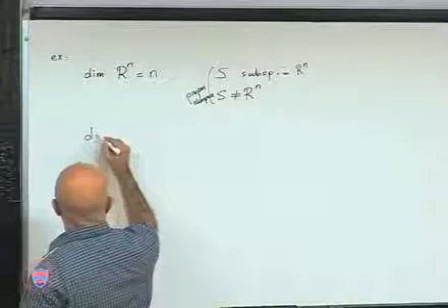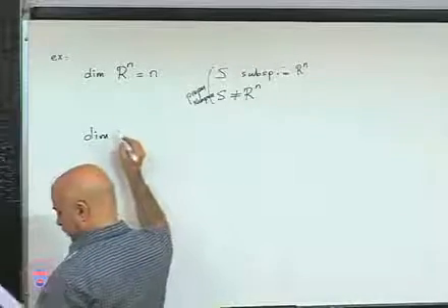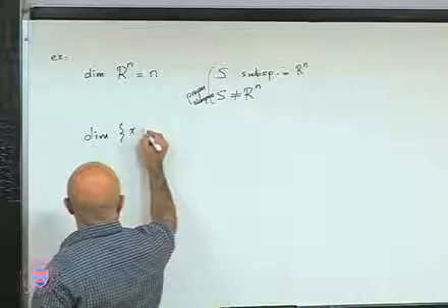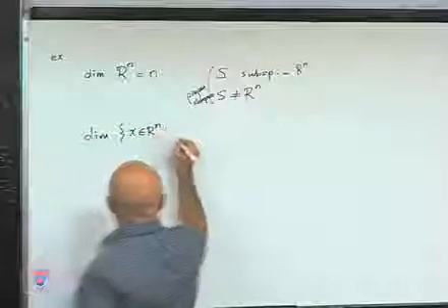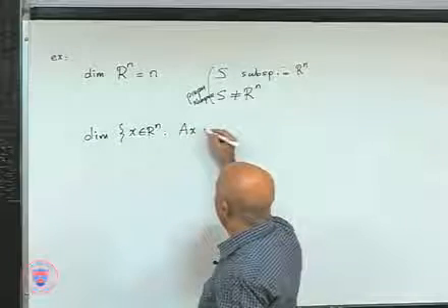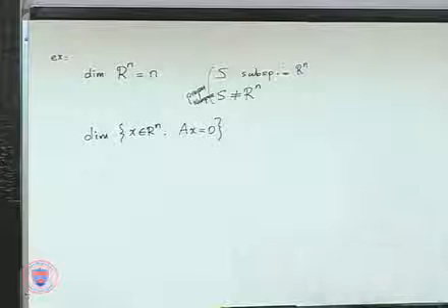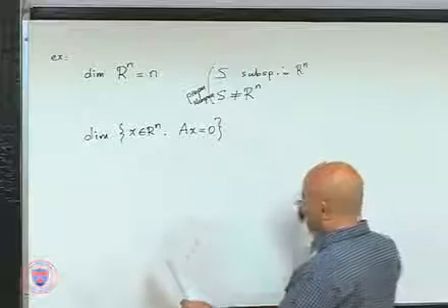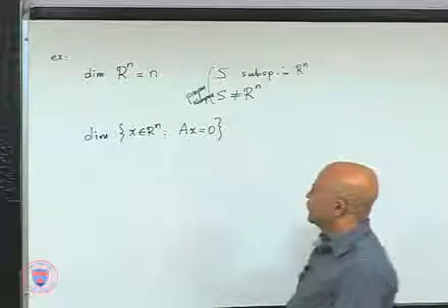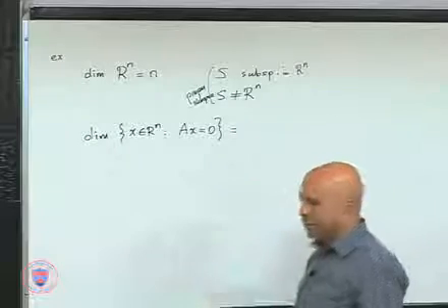What about the dimension of, for example, the set of x in Rn, where x is a solution to the homogeneous system Ax equals 0? A is an m by n matrix. Okay? What's the dimension of this? Anybody?